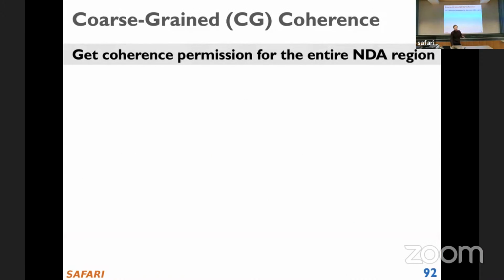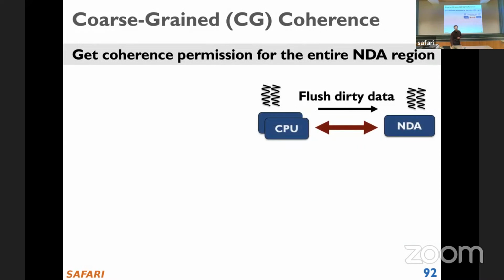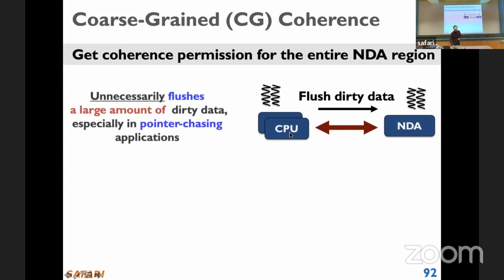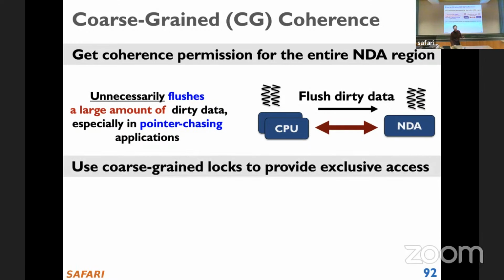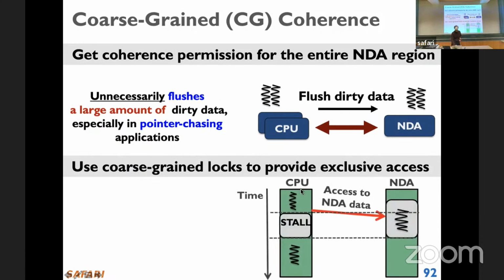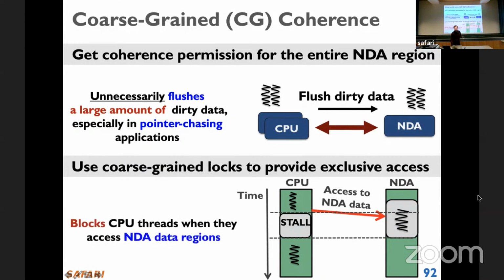Coarse-grained coherence is going to do a little bit better, but basically the idea is to get coherence permission for the entire NDA region. So whenever NDA is going to operate on a region, the CPU flushes all of the dirty data related to that region. And it turns out this leads to a lot of unnecessary flushes of a large amount of data, especially in applications that touch a large amount of data. And they essentially use coarse-grained locks to provide exclusive access. So this is basically the idea. The CPU stalls when it's accessing some region, and NDA can operate on that region, essentially. That's the idea. So I'm not going to go into how you support it, but you can support it with some mechanisms today.